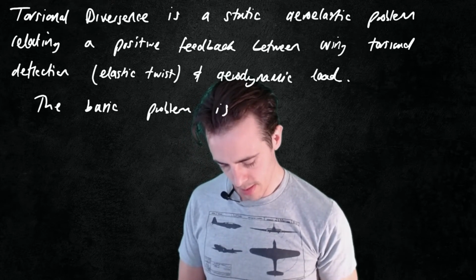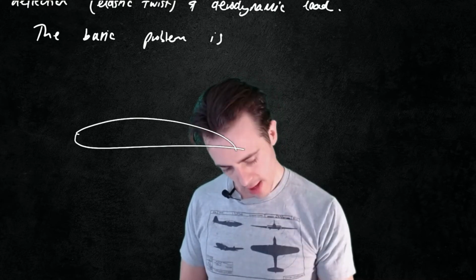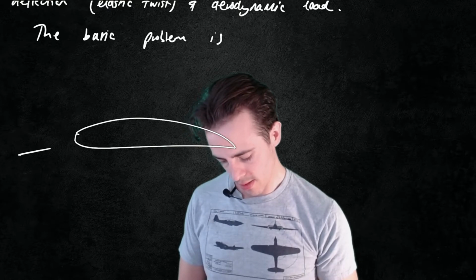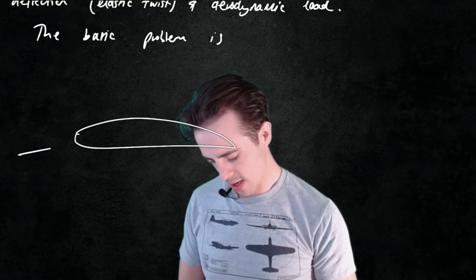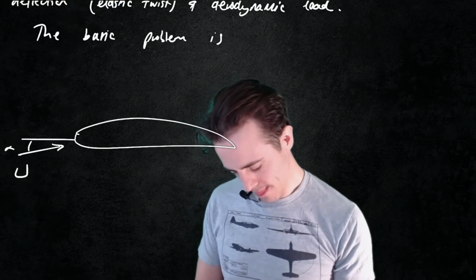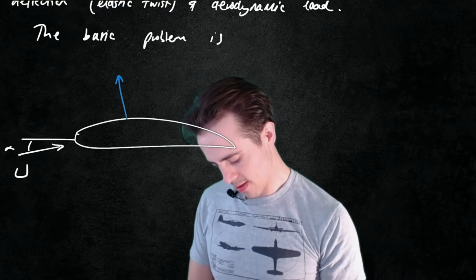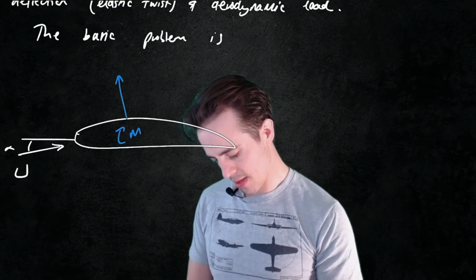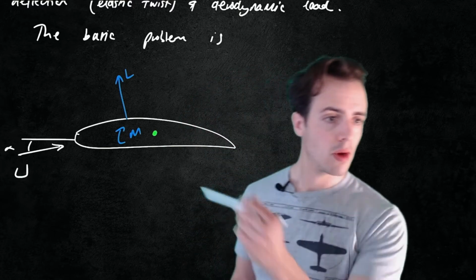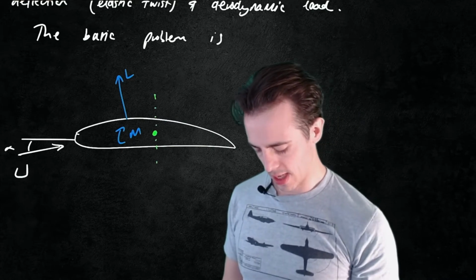The basic problem is if we have a wing section, again we're looking at two-dimensional aerodynamics, two-dimensional sections. If I've got my forward speed at some alpha, this is going to produce lift and pitching moments. And my elastic axis is normally somewhere aft of the aerodynamic center. So this is my elastic axis.